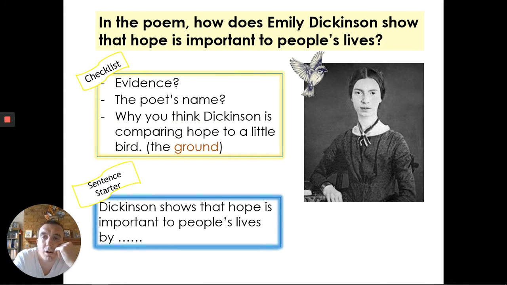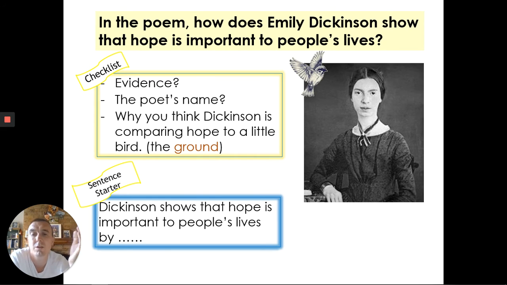And here is our key question to answer, okay, which I'd like you to answer on your paper, write it down, and then send it in to your English teacher. So in the poem, how does Emily Dickinson show that hope is important to people's lives? So the things you need to include, you've got to include some evidence in the poem. So one of those vehicles which we found, one of those actions of the bird, maybe perching in the soul. Make sure you include her name in the poem, in your answer. That's really important. And then lastly, why you think she's compared hope to a little bird.